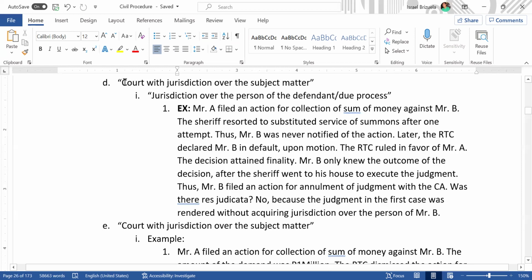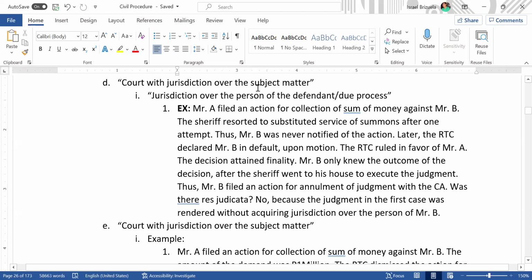Court with jurisdiction over the subject matter. Jurisdiction over the person of the defendant, for due process. Example, Mr. A filed an action for collection of sum of money against Mr. B. The sheriff resorted to substituted service of summons after one attempt. Thus, Mr. B was never notified of the action. Later, the RTC declared Mr. B in default upon motion.